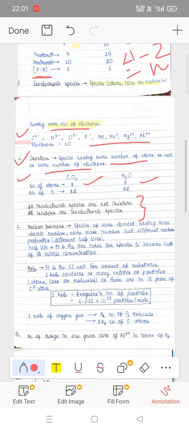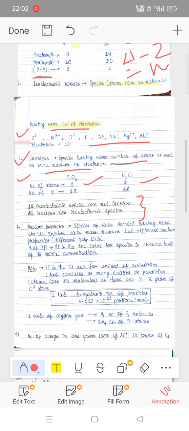Next is, all isostars are isoelectronic species. The conditions for isostars are that the number of atoms should be the same and the number of electrons should be the same. In case of isoelectronic species, only the number of electrons must be the same. But this is true. Isostars have the same number of electrons, and isoelectronic species also have the same number of electrons. So this sentence is true.